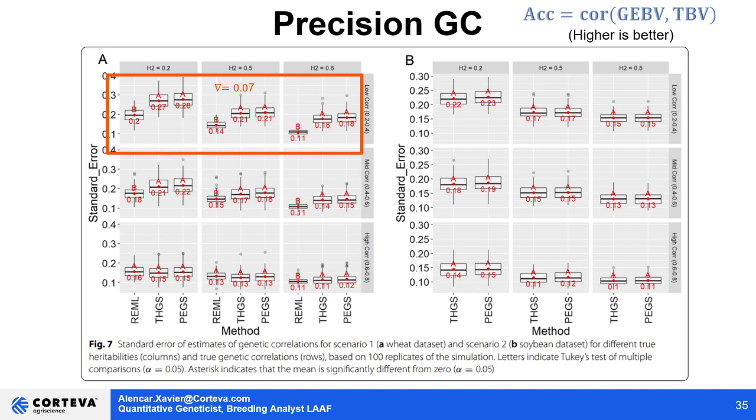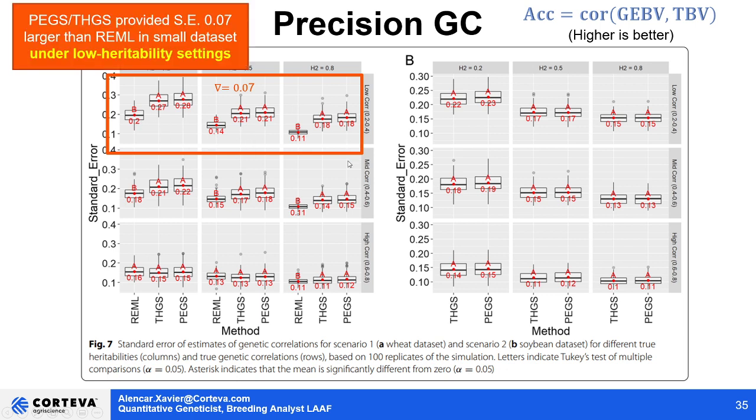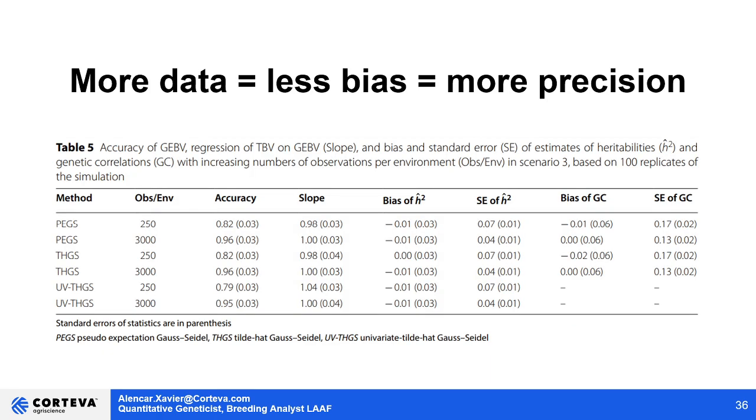Similar trend here now depicted in the genetic correlation: our methods, especially when the correlation among traits was low, had a larger standard error than REML. Here, on average, 0.07 larger. But fear not, our method was actually meant to be used in larger data sets where it's not possible to fit REML. So as the amount of data increases, you get less bias and more precision.